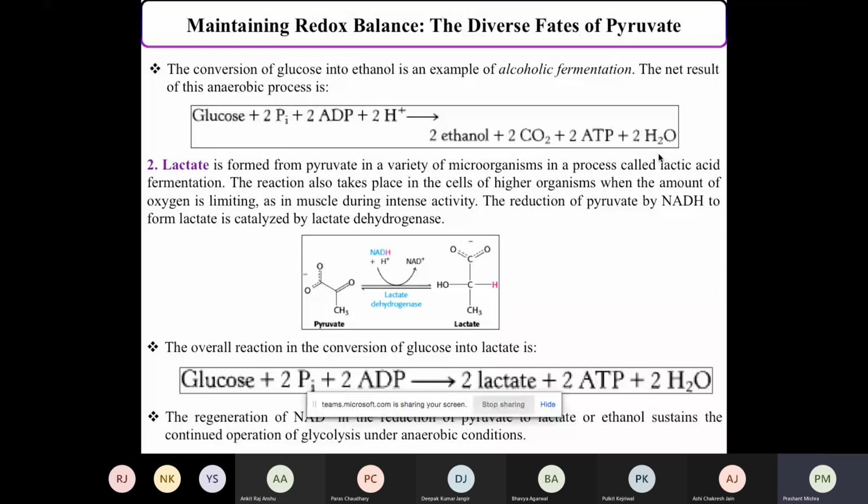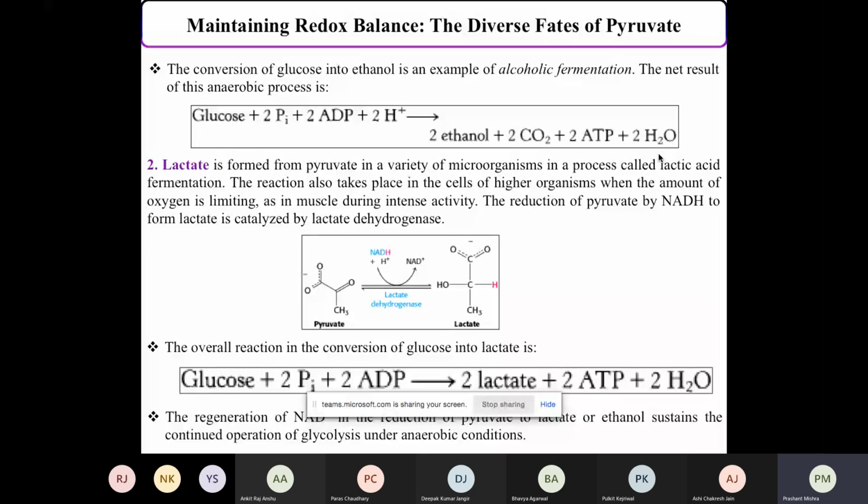Lactate formation from pyruvate happens in a variety of microorganisms. It happens in our body as well. It takes place in higher organisms when the amount of oxygen is limiting. So suppose you are running, what happens? You are doing a lot of muscle exercise, muscle needs energy, and during this process, it needs quick energy. And second, when you are running, the consumption of oxygen is less, so that it does not get enough oxygen to complete the process.